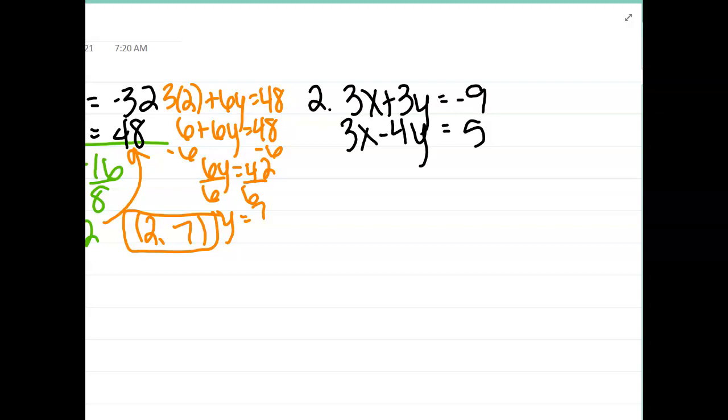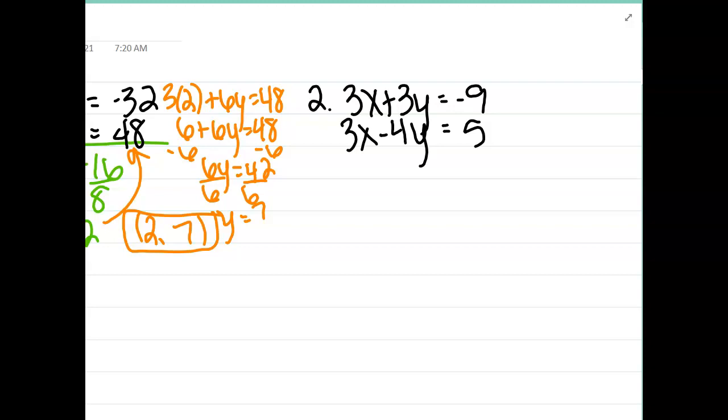Okay? But if nothing's going to cancel out just exactly as it is, like in the other one, what you're looking for is, okay, well, I do have a 3x and a 3x. I just need to change one tiny thing, right? One of these needs to be a negative 3x. Because if it was 3x and a negative 3x, those would cancel out. So to do that, it doesn't matter if you do the first equation or second equation. I usually do the second equation, just for consistency purposes.